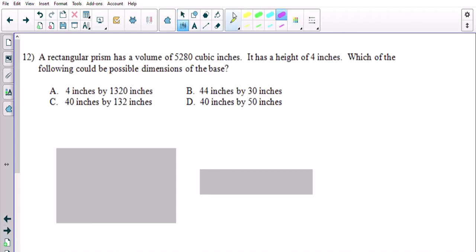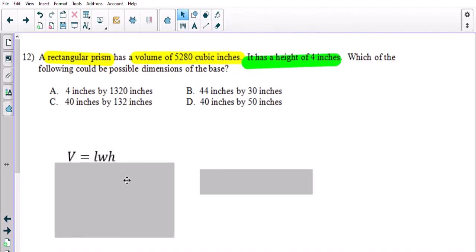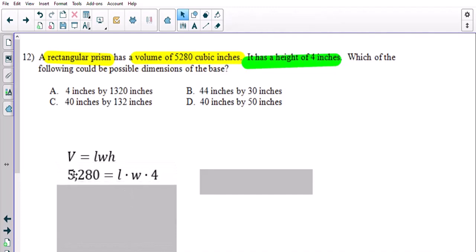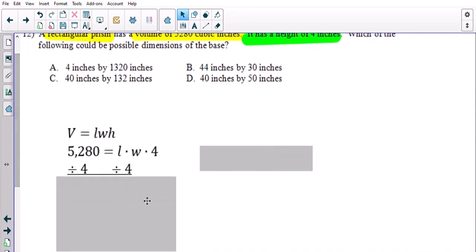Well, we know we're talking about a rectangular prism here, and we're given the volume of 5,280 cubic inches. We do know that it has a height of 4 inches. So the formula that we would use is V equals length times width times height. Let's replace V with 5,280 and the height with 4. And let's divide both sides by 4. 5,280 divided by 4 is going to get us 1,320.